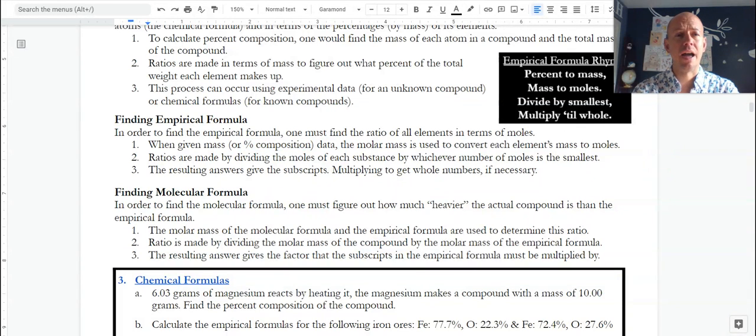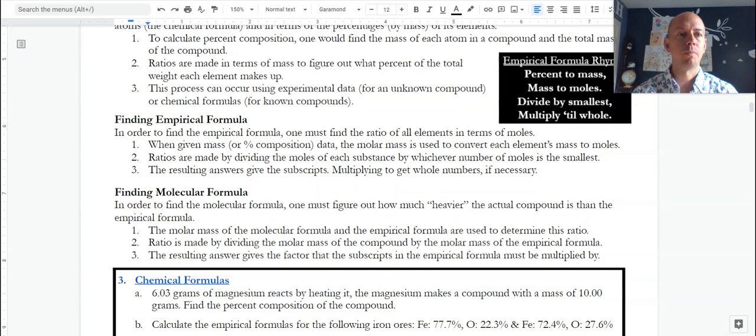So in terms of a rhyme, we change our percent to mass. And in doing that, by imagining a 100-gram sample, all we're really doing is changing the percent sign to a big G, or I guess a little g. Then mass to moles, divide by smallest, multiply till whole. So percent to mass, mass to moles, divide by smallest, multiply till whole. That is what we're doing.